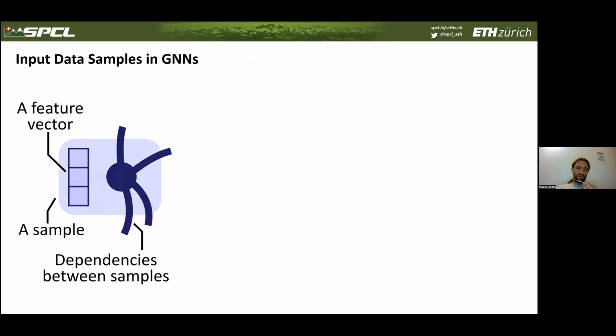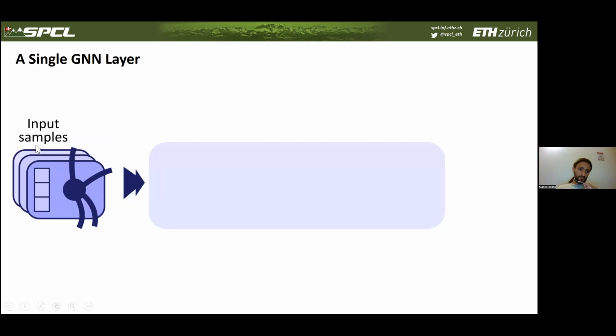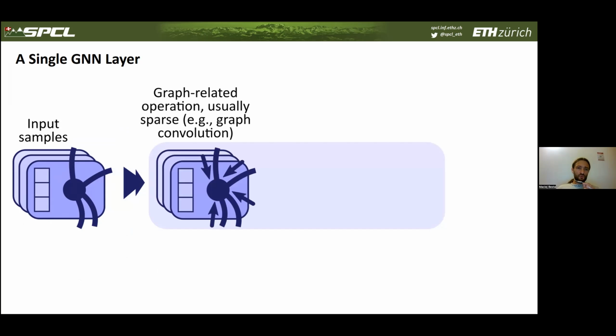Now, at a very high level in GNNs, we have these input samples. We have stacked them here. They can form, for example, a mini batch or a full batch. This can be our whole graph stacked in this way. And then we are feeding these input samples into a series of GNN layers in which we first use a so-called graph-related operation. For example, graph convolution, in which for every vertex we are grabbing the neighboring vertices, fetching the feature vectors, and doing, for example, summation or averaging or some other operation like this. You can think about it as a sort of PageRank on steroids.